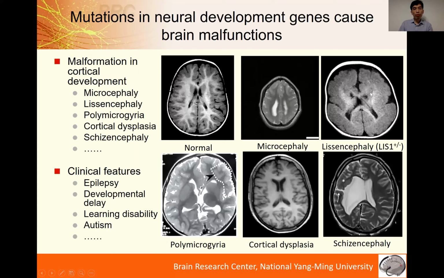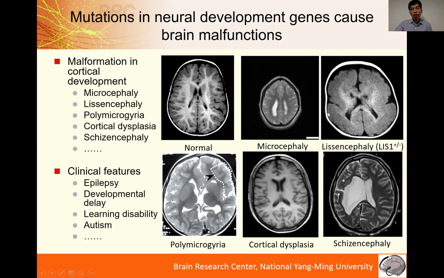And this is just a very brief introduction of what can go wrong during our brain development. For example, this is a normal brain where you see a lot of really nice organized gyri and sulci, and the cortex and the white matter is really nicely structured. However, in some cases, when the brain development has some errors, you can have a smaller brain called microcephaly, or a smooth brain called lissencephaly.